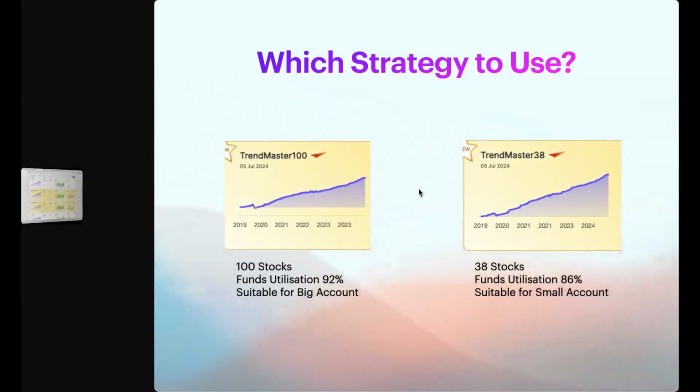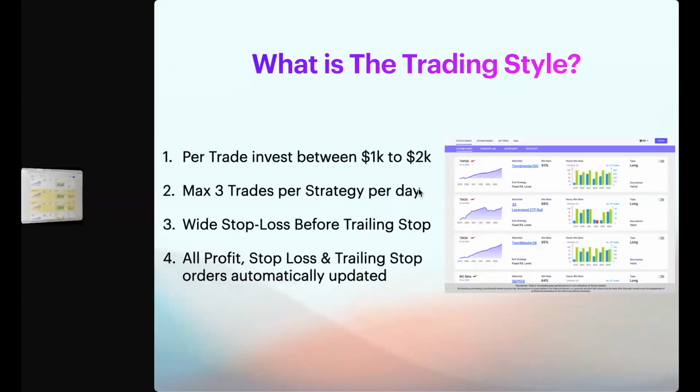Okay, then the next important thing for you to know is the trading style of the robot. Every trade that the robot takes, it will invest between $1,000 to $2,000 only. This is the risk management part that will stop the robot from over trading and exploding the account.